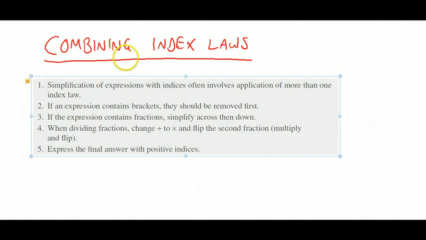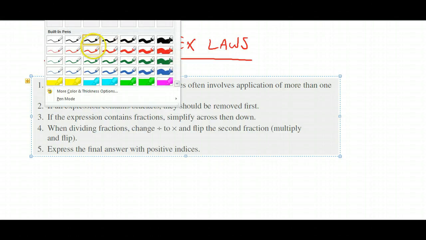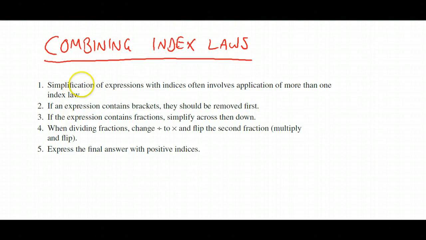Alrighty, in this video we're going to look at combining index laws. Now when we're combining index laws, there's 5 rules which I've taken from the textbook which will help you to be able to do that. The first of those rules says that if you can simplify an expression with indices, it's often going to require more than one index law.